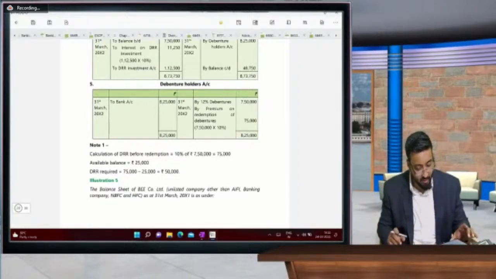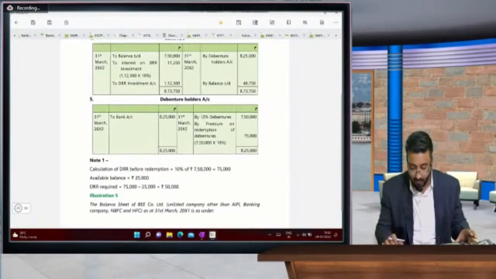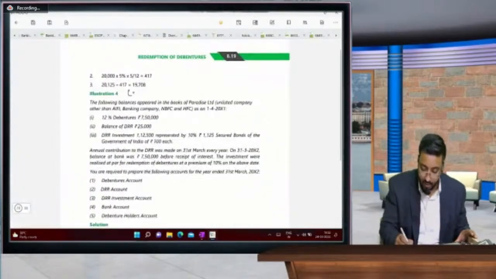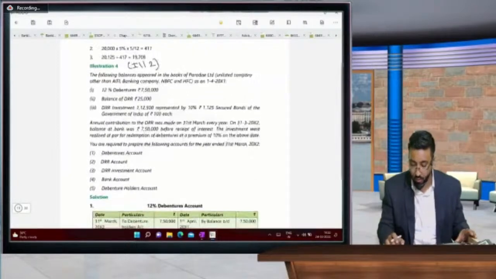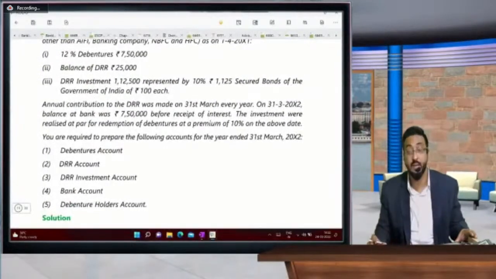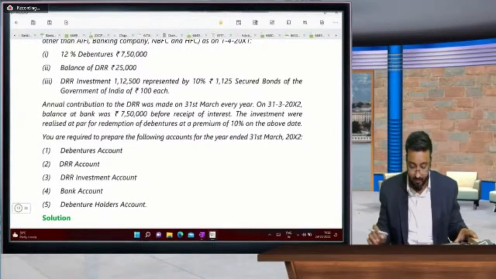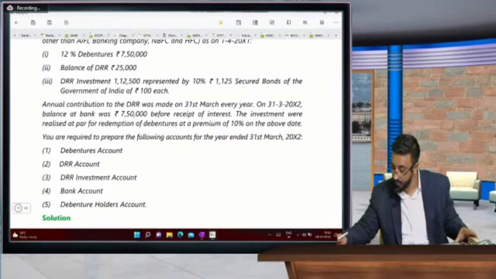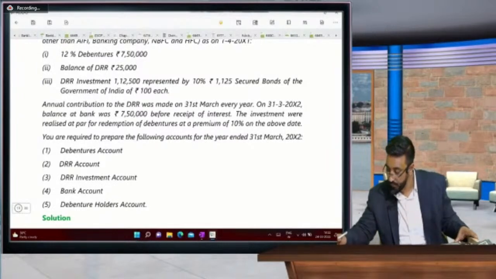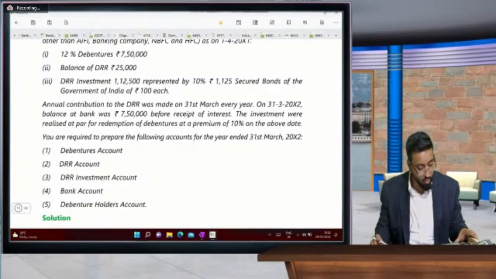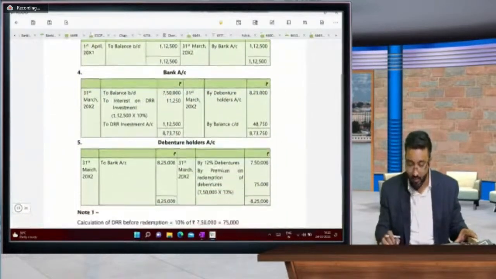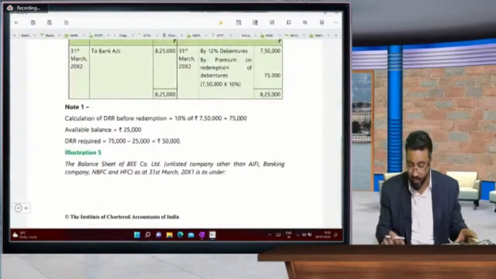Beta, now this question is similar to illustration number 2. So I'm not going to take this illustration because it's similar to illustration number 2. Interest on debentures, no need to calculate. Okay. Chalo. So illustration number 4 is your homework. It's a very simple illustration.